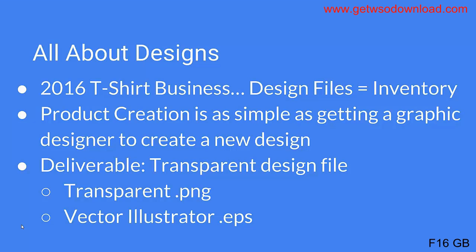What's going to be more preferred is a fully vector Illustrator file, a .eps, and if you don't know what a vector file is, your designer should. And it basically means it's fully scalable. You can make it as big or small as you want, and it won't lose any quality. So that's all you need to get from your designer, right? You just need that digital design file. You turn that into a t-shirt.